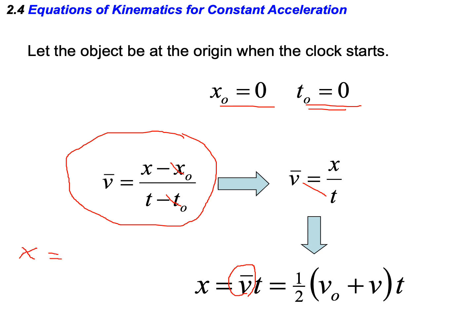Final position equals half times initial velocity plus final velocity and time it took.